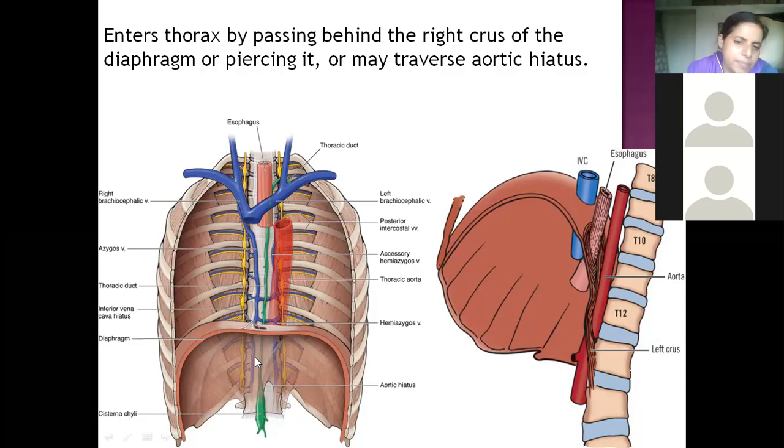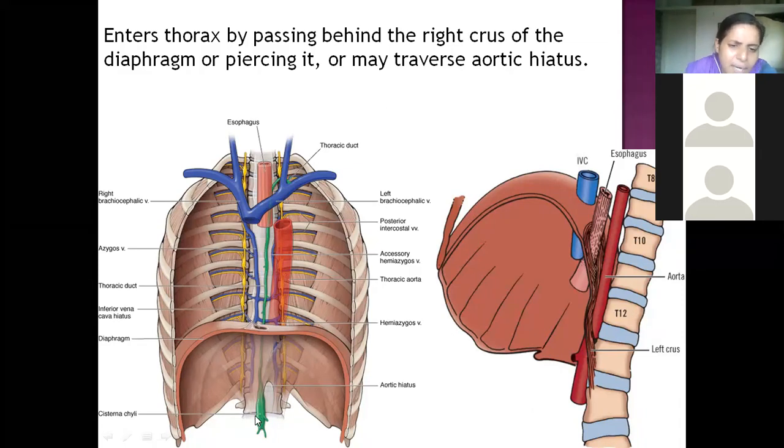Now, if you observe, this azygous system of veins which has formed in the abdomen has passed through the openings in the diaphragm and then entered into the thoracic cavity. So where is it opening? It may traverse the aortic hiatus. Through the aortic opening, the azygous system of veins is also moving into the thorax from the abdomen. The lower part is the abdomen, and from the abdomen it is moving into the thorax.